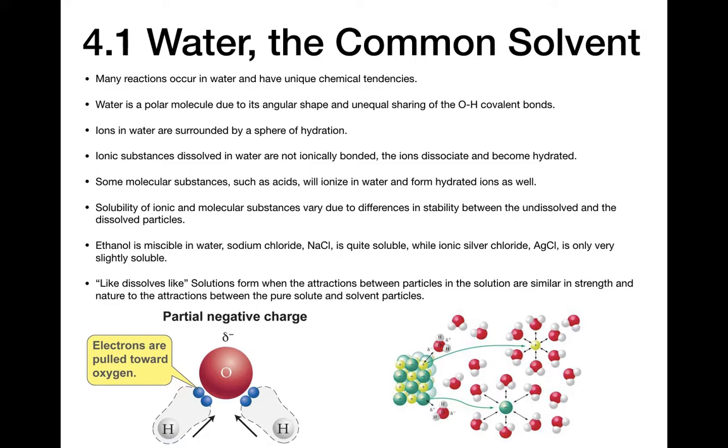Water interacts with ions by forming a sphere of hydration, as you see in the bottom right-hand corner. The ions that are positive are going to be surrounded by waters with the oxygens facing in, and the ions that are negative will be surrounded by waters with the hydrogen facing in. It's important to be able to draw those pictures. Sometimes the AP Chem test will ask you to draw the picture of what the ions look like in water. So be aware that water surrounds ions with a sphere of hydration.